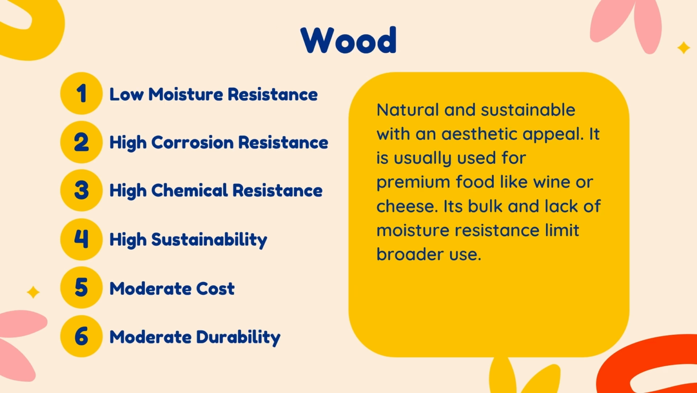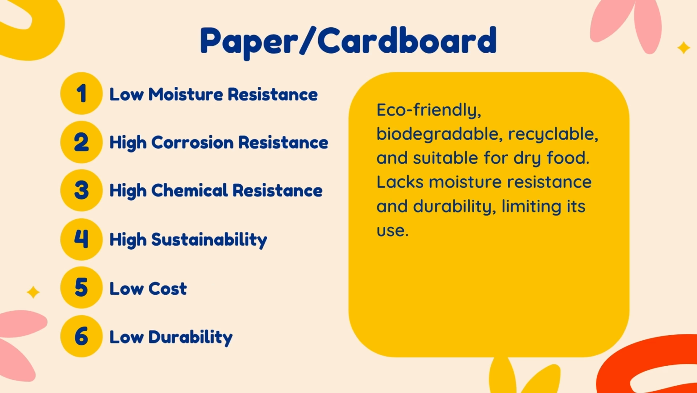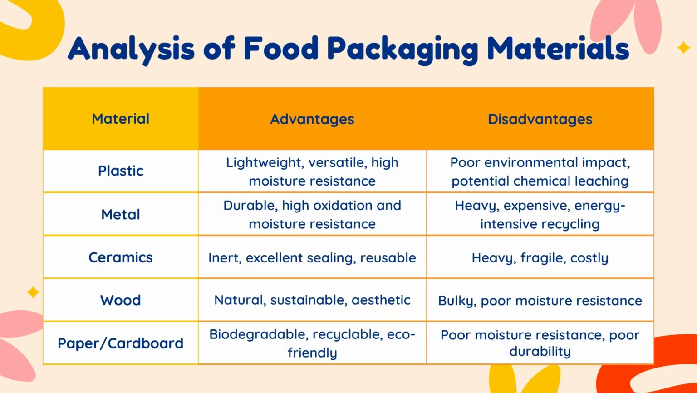Next, wood is natural and sustainable with an aesthetic appeal. It is usually used for premium food like wine or cheese. However, its bulk and lack of moisture resistance limit broader use. Lastly, paper and cardboard are eco-friendly, biodegradable, recyclable, and suitable for dry food. However, they lack moisture resistance and durability, limiting their use. This slide summarizes the advantages and disadvantages of each material type.